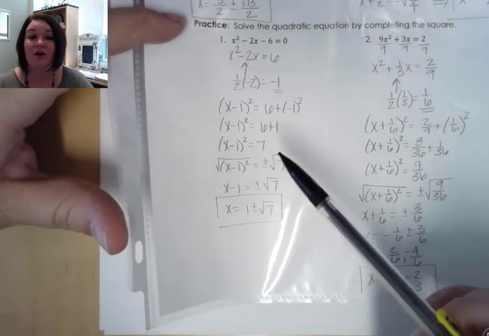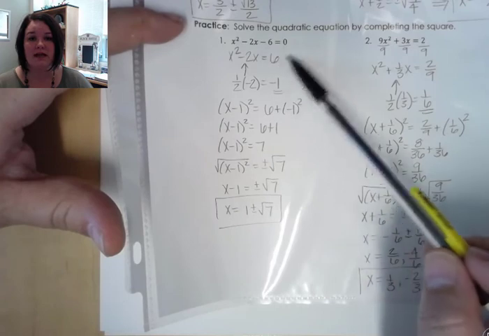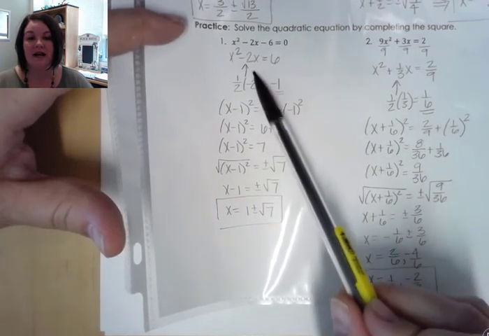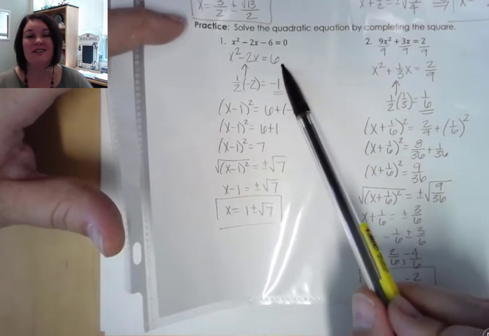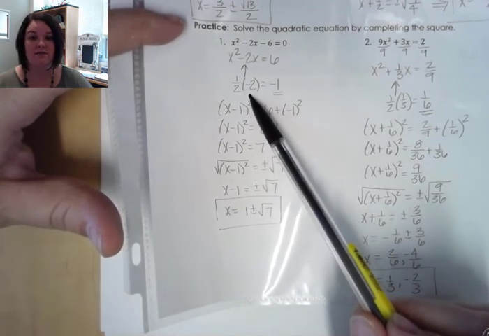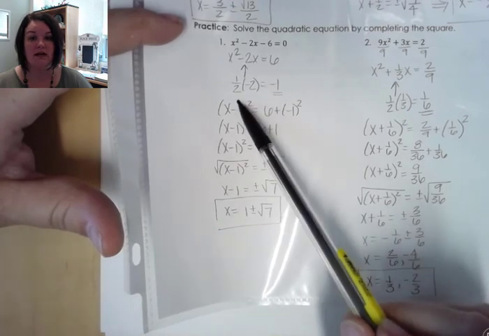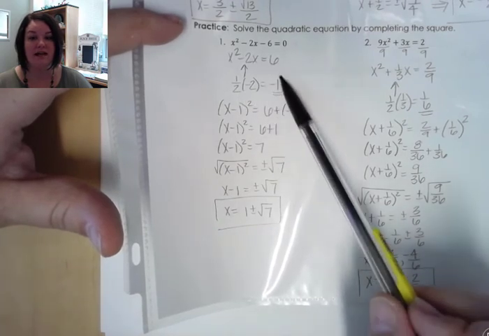All right, so on number 1, we start by moving our constant term to the right-hand side, and that gets our x terms on one side and our constant on the other. Our leading coefficient is already 1, so we can go straight into completing the square. We take half of that middle term, right? So half of -2 gives us a -1.